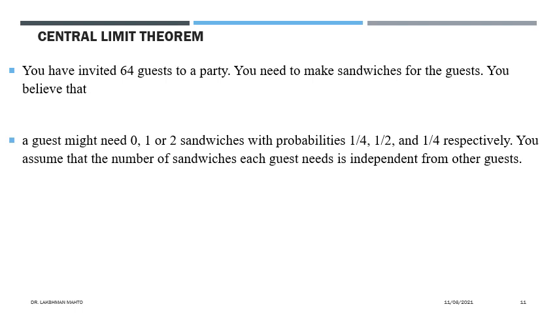That means each guest has a probability distribution for sandwiches. If you talk about xi for the ith guest, then xi takes 3 values: 0 with probability 1 by 4, 1 with probability 1 by 2, and 2 with probability 1 by 4.